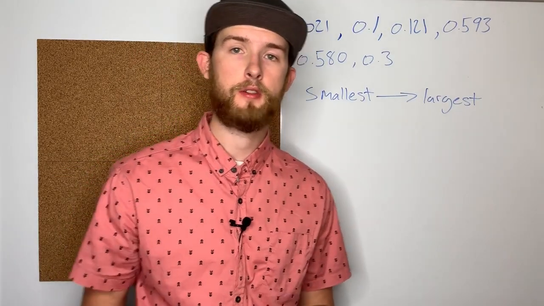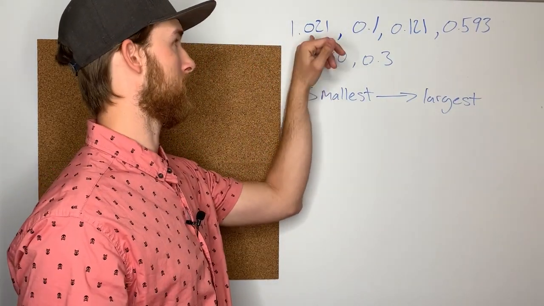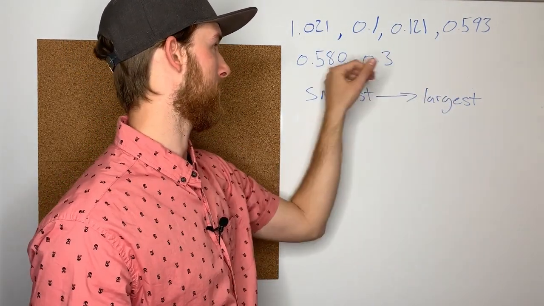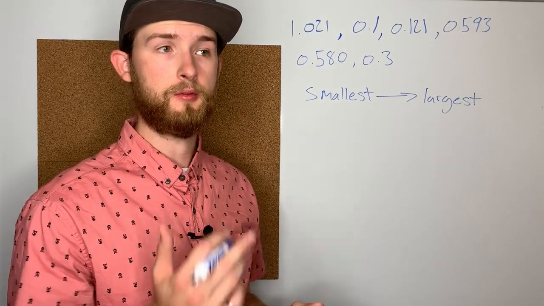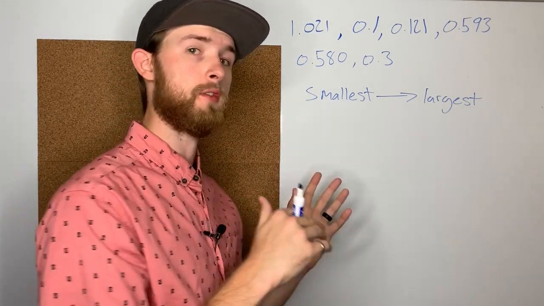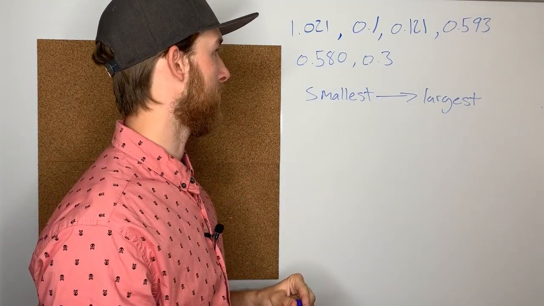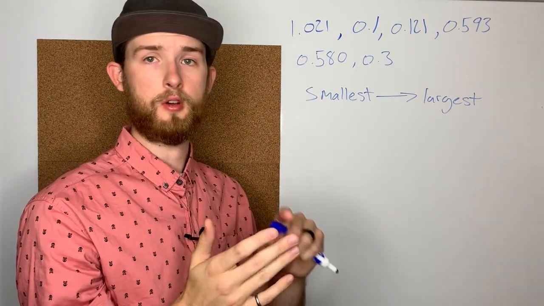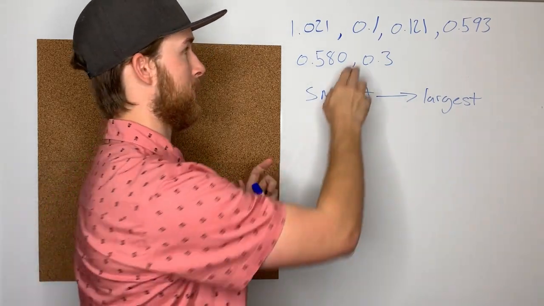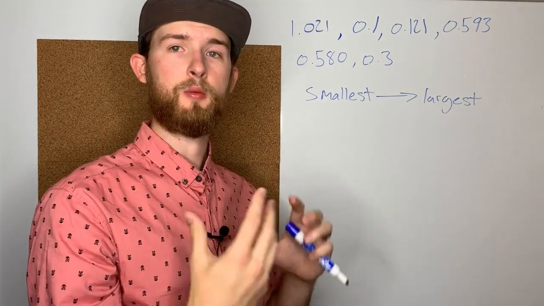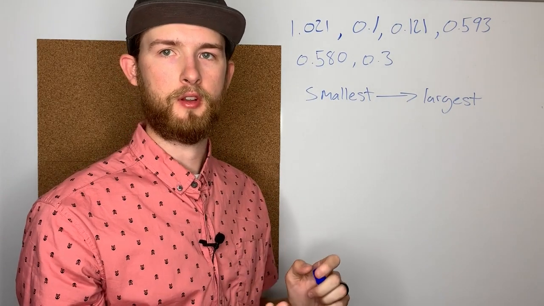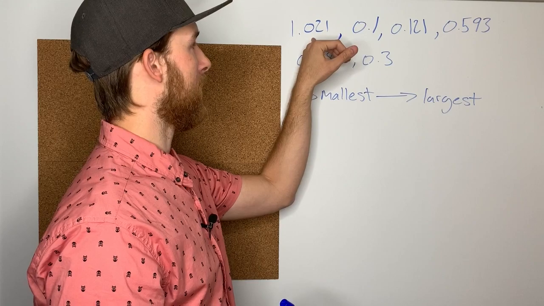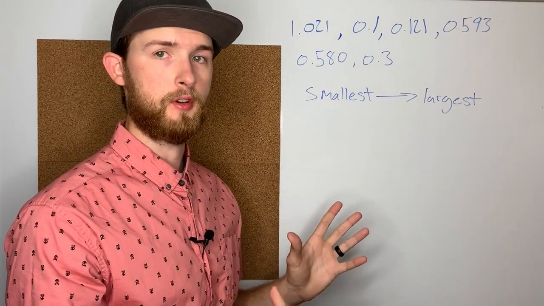All right, so let's say you were given a string of numbers such as this: 1.021, 0.1, 0.121, and so on. And say that you were told to organize these numbers from smallest to largest. How do we do that? So we understand the numbers to the left of the decimal place, like you have $1, $2, $3, and then we have the numbers to the right of the decimal place, which you can think of as the cents of a dollar, 25 cents, 0.25 of a dollar. So how do we organize those from smallest to largest, right?